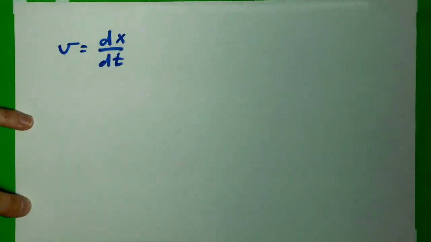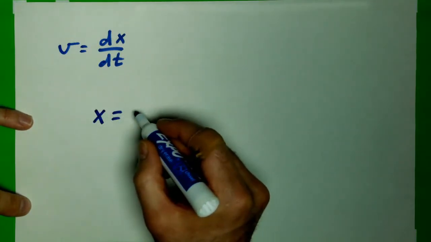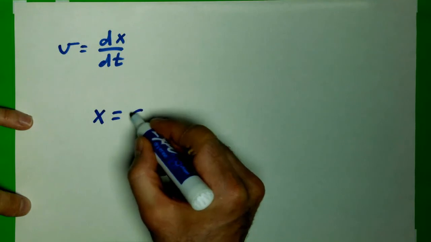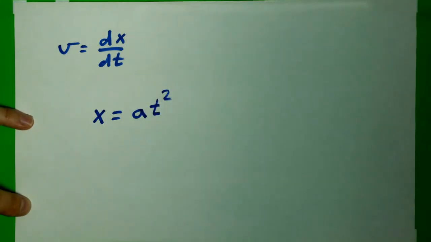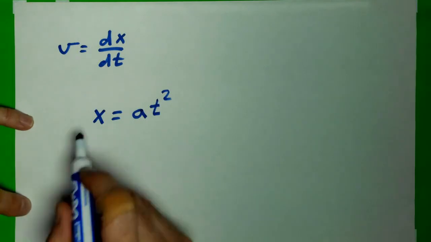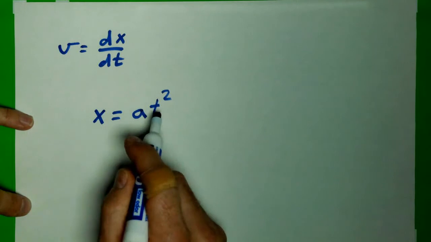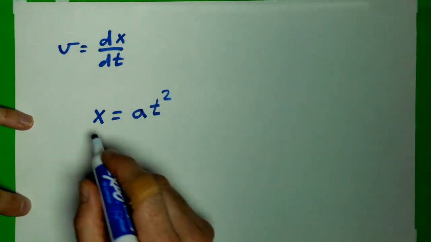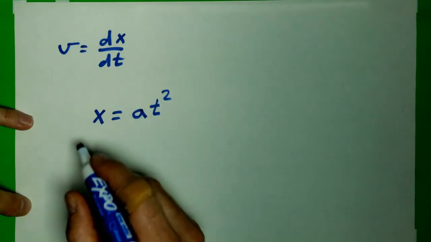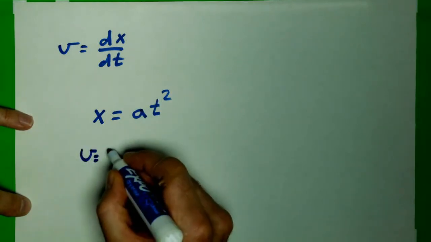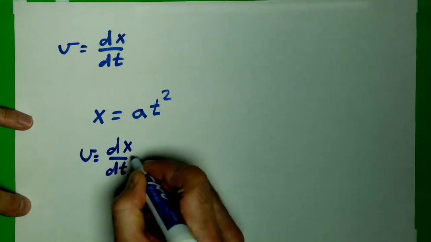So let's go ahead and choose a case where, let's say, our position is equal to a quadratic, which would be some coefficient times time squared. Okay. So what would that be? What would the velocity be, if this is the position as a function of time? So just a reminder of derivatives of powers.